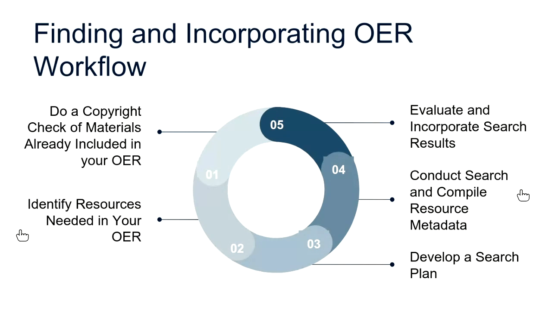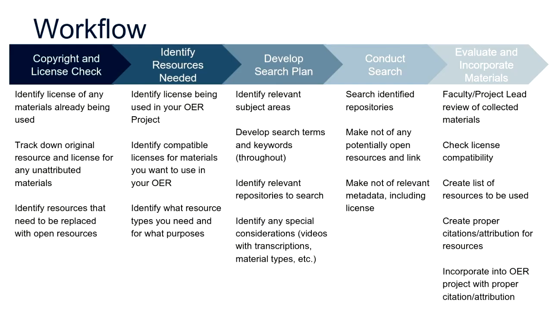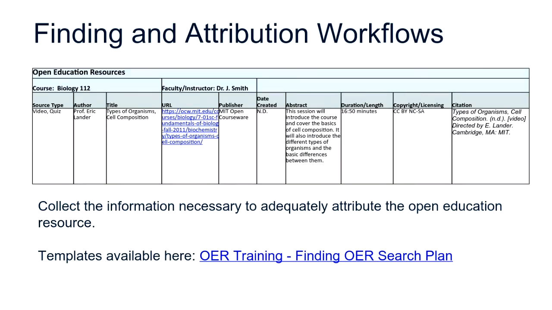Once you have done that search plan and have done your searching inside of the different repositories that we talked about, or through Google, making sure to use that search filtering, you're going to compile the resource metadata, and I'll show you what that looks like in a moment. And then finally, evaluate and incorporate the search results. If you need to start again because you haven't found enough, you're going to basically restart the workflow. So what do I mean then by the metadata?